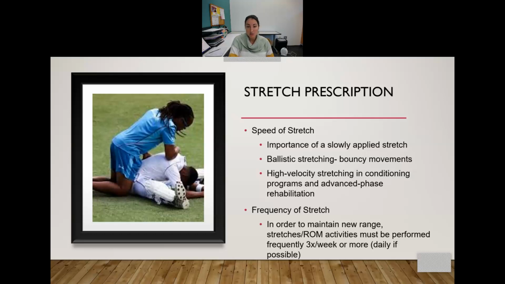High velocity stretching in conditioning programs and advanced phase rehab. If maybe they're a kicker or a cheerleader that needs to be able to do a high kick really quickly, then that could be something that you could practice, but it would be a high level. You wouldn't do that with just the average person. Frequency of stretch: if you want to maintain new range, then it needs to be performed at least 3 times a week, and if possible, daily. That would be the best case scenario.